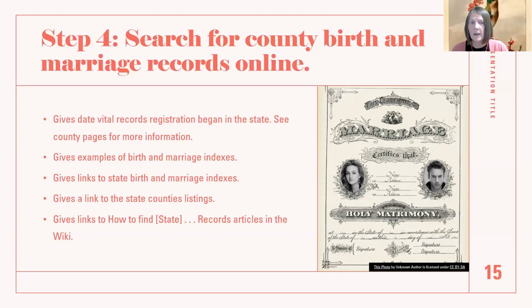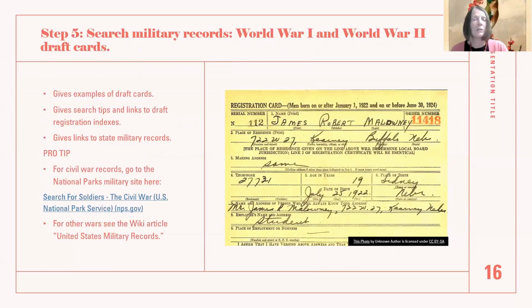So the step-by-step page will give you vital records registration, when it actually began for the births, marriages, and deaths. The county pages have more information on that, so go to the county page for that information as well. It gives examples of birth and marriage indexes for the state. It gives links to the state birth and marriage indexes, links to the county indexes and listings, and then it gives links on how to find the records in the wiki. So there are articles that you can actually go and read about how to find these particular records in the state. All right. Then the next thing is searching military records.